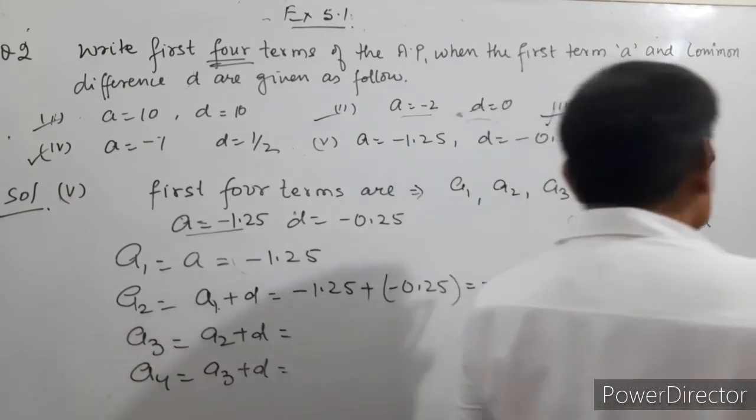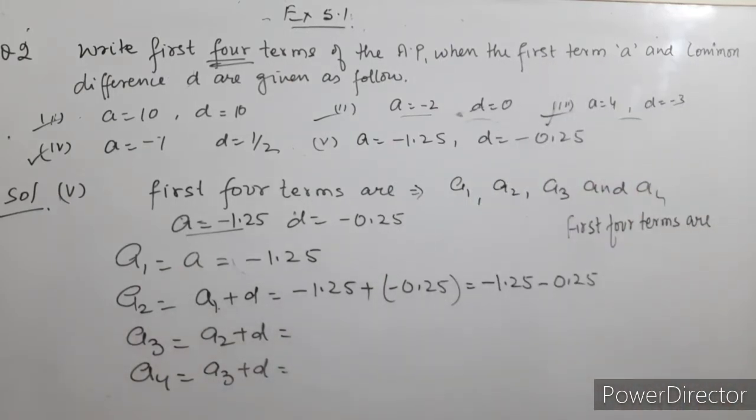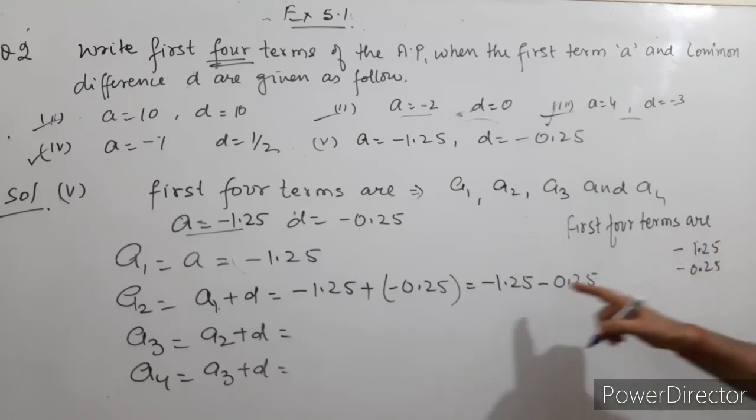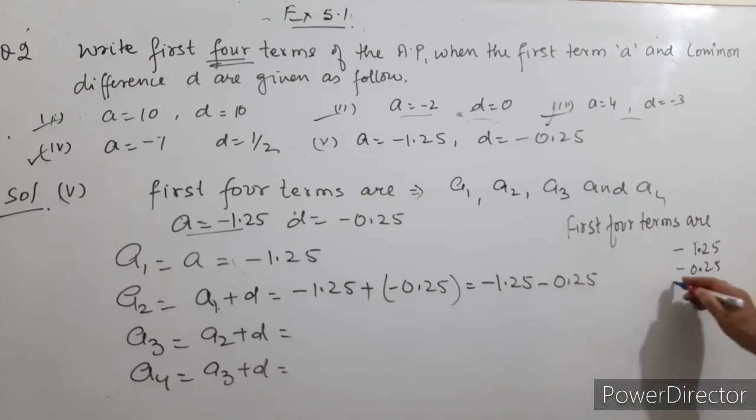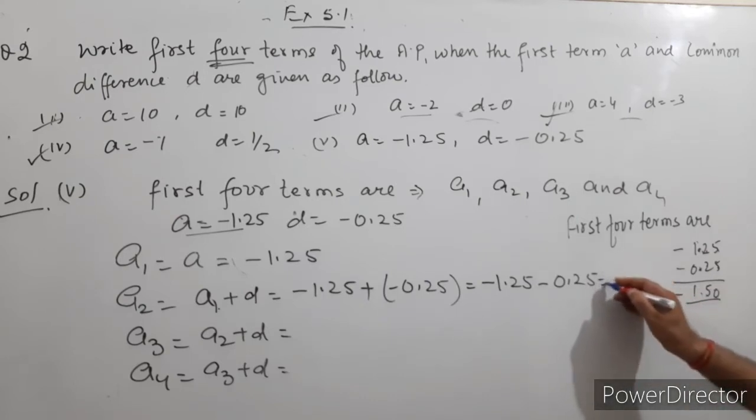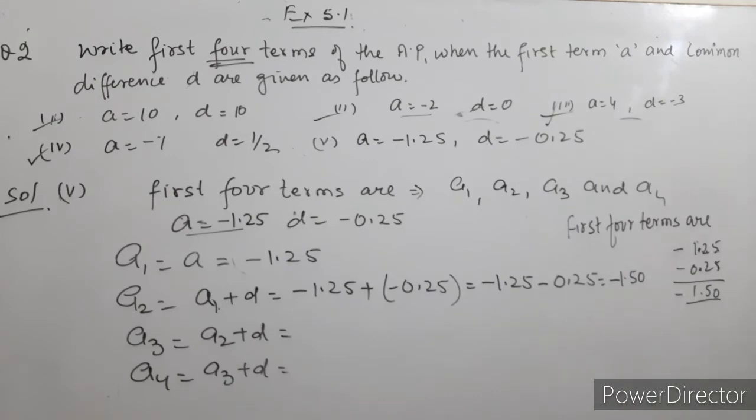Here minus, here minus. तो माइनस माइनस क्या होते हैं? प्लस. So minus 1.25 minus minus plus, need not to write minus. Here is also minus 0.25. पॉइंट के बाद 2 डिजिट, पॉइंट के बाद 2 डिजिट. So we have to add 550. This will be 5 point, this is 1. Here is minus. So the answer is minus 1.50. Minus 1.50 is your answer.